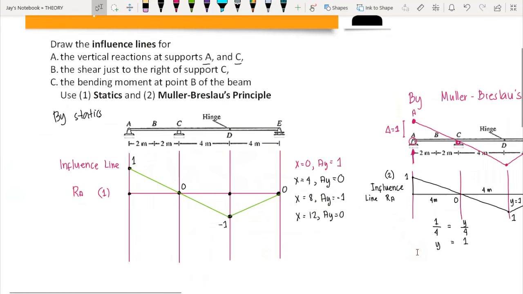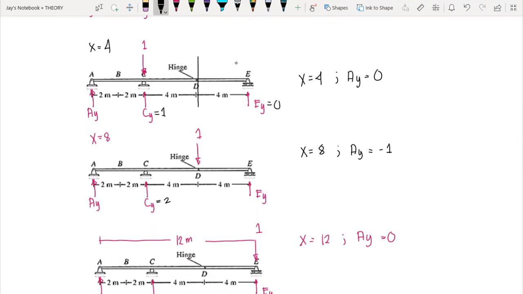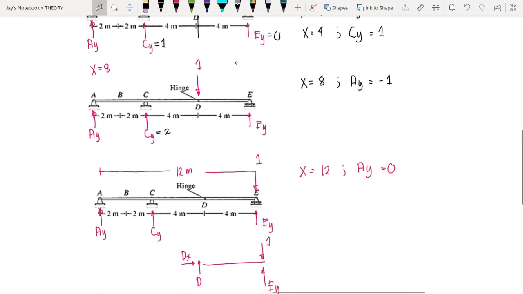Now, for our second question, we should draw the influence line for our reaction at C. We may not solve for the reaction at C because we have solved it already. So we know that when our x is equal to 0, we have already computed that our Cy is equal to 0. When our x is equal to 4, we already know that Cy is equal to 1, correct? And when our x is equal to 8, we know that Cy is equal to 2.